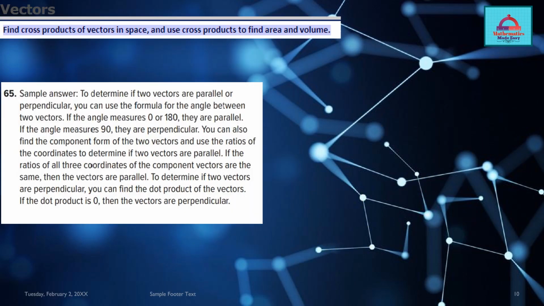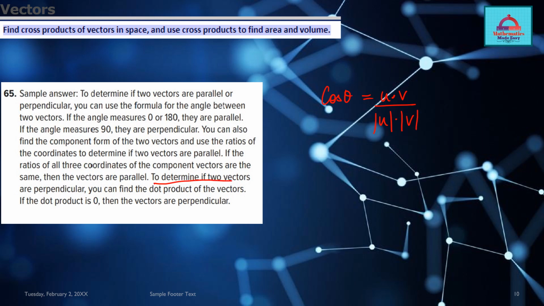Okay, the last answer for the video is to determine if two vectors are parallel or perpendicular, you can use the formula for the angle between the two vectors. So how do you calculate angle between the two vectors? Cos of theta is equal to u dot v over magnitude of u multiplied with magnitude of v. So we use the dot product.